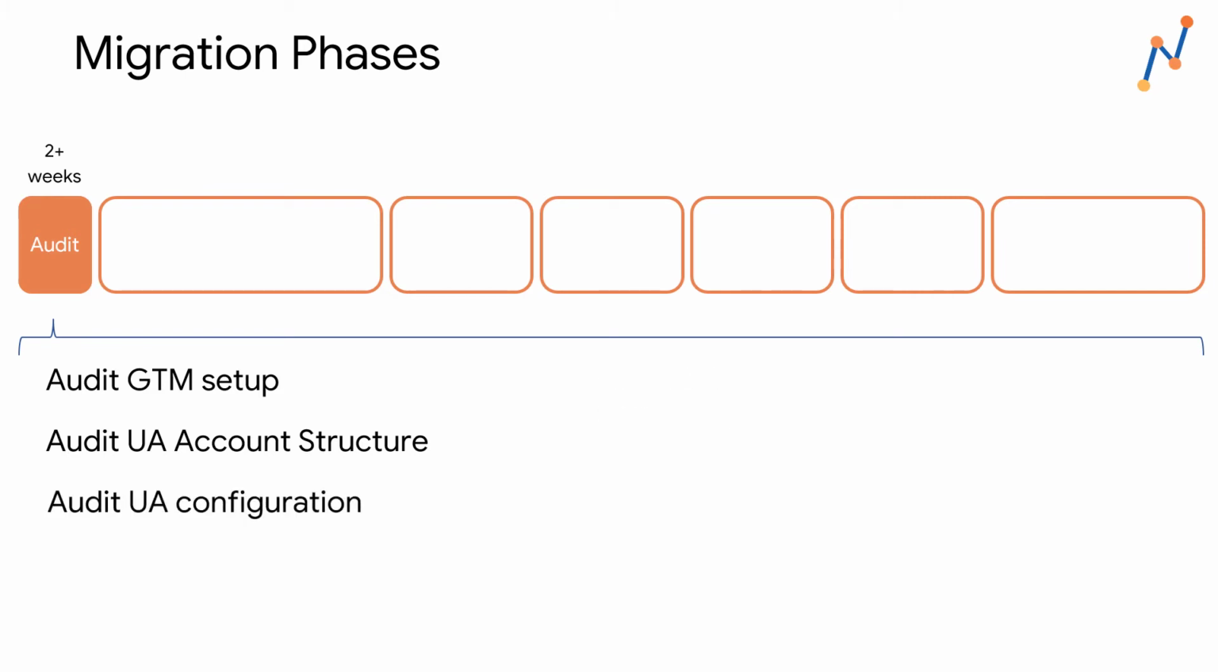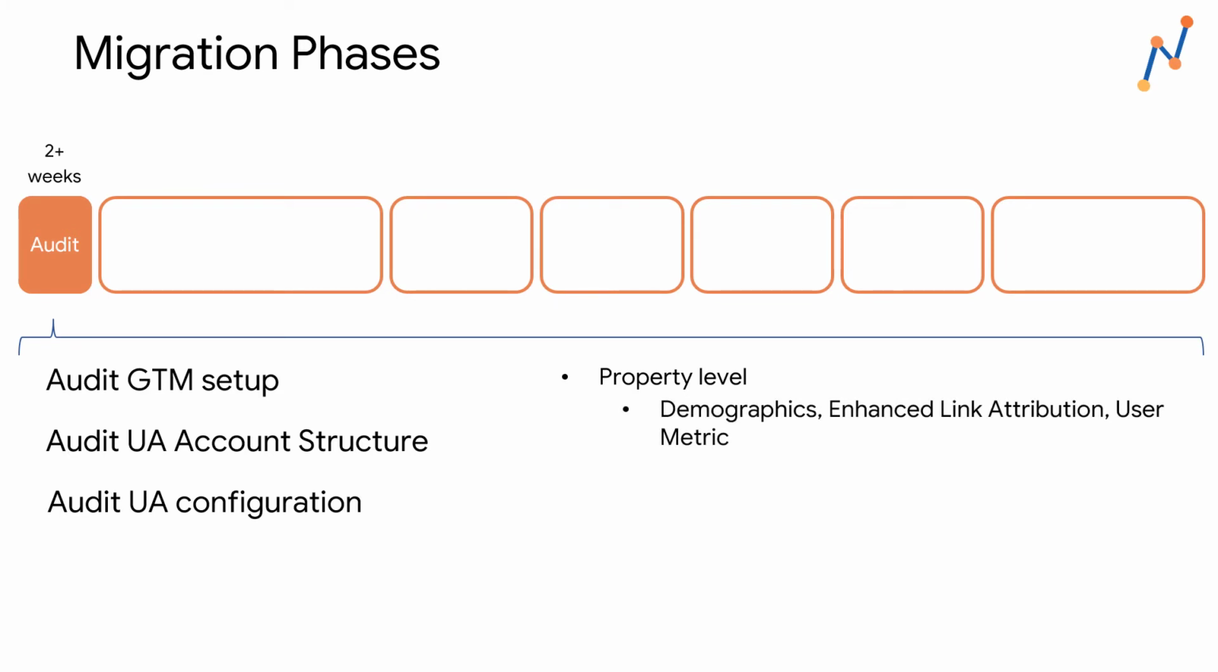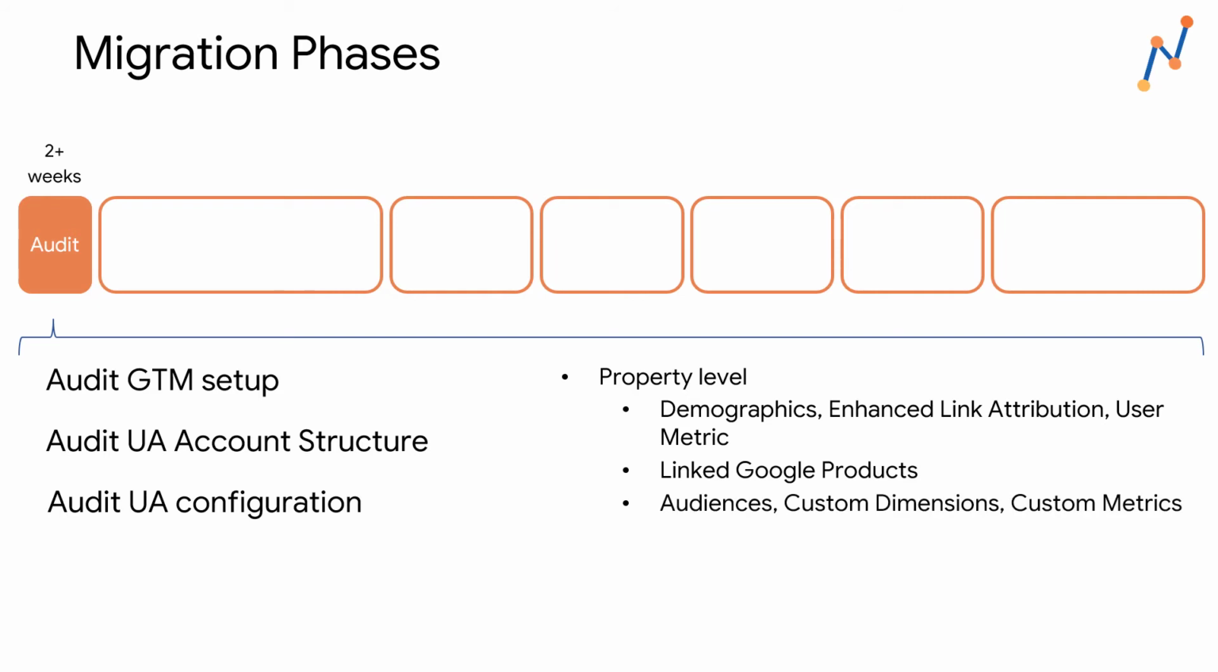Also, you should audit your current analytics configuration, and this is meant with regards to property and view configuration in Universal Analytics. At the property level, it is important to check, among other things, whether demographics, enhanced link attribution, or user metrics have been enabled in the property settings, whether Google products have been linked to Universal Analytics, whether audiences, custom dimensions, and custom metrics have been set up, or whether data imports have been created.